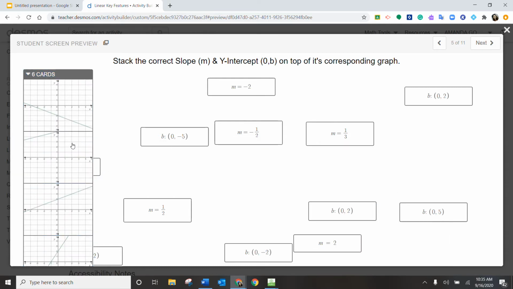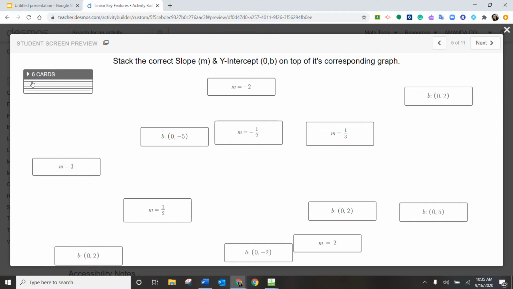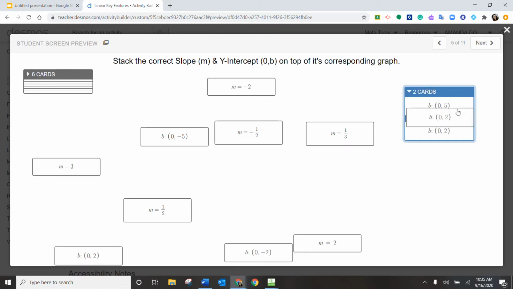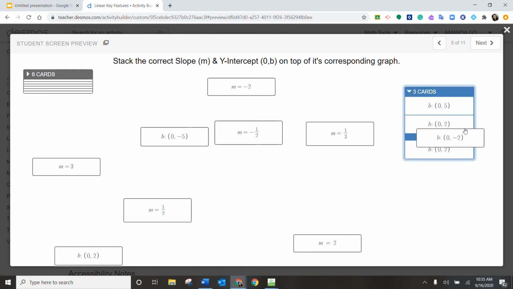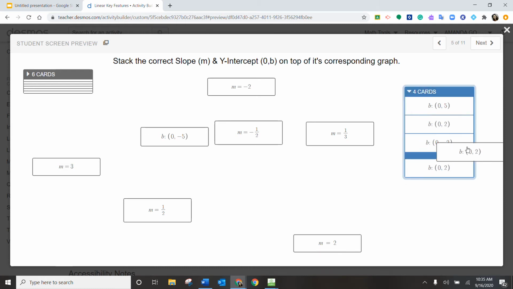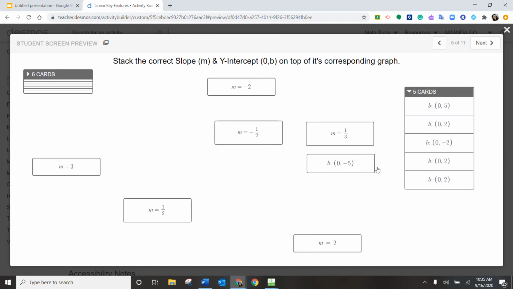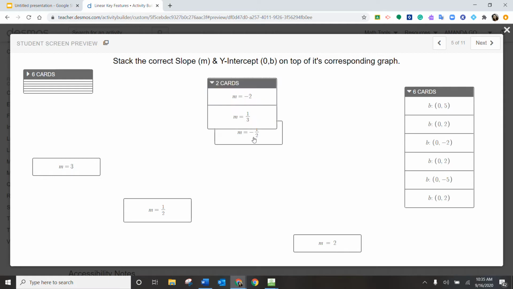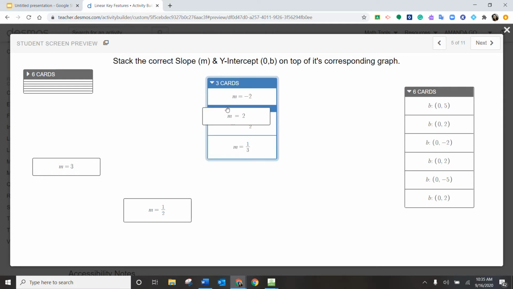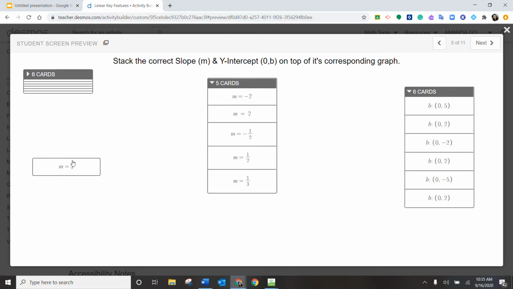Now the cool thing is, you see this little arrow? If you push it, there you go, it collapses. So now I'm going to get all of my B's, those are my y-intercepts, and I'm going to stack them up. It doesn't matter the order because I just want to make sure that I have all of them stacked up. Now I have 6 graphs, so I should have 6 y-intercepts as well. And I should also have 6 slopes. So let's just make sure that we have everything.